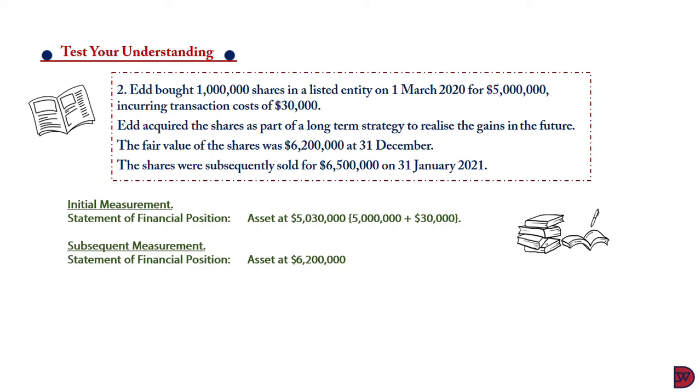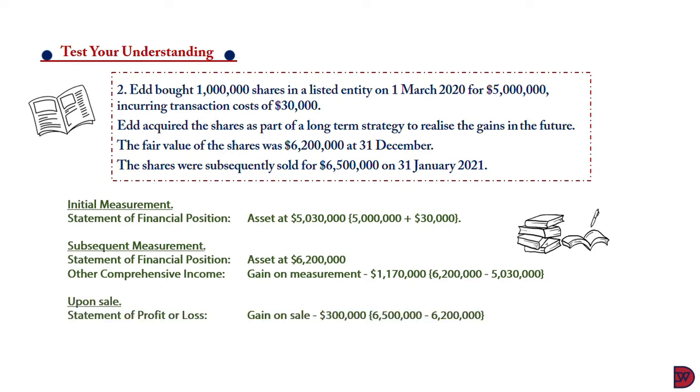At the reporting date, we are to remeasure to fair value, that is the $6.2 million, in the statement of financial position, with a gain of $1,170,000. That is the difference between the 6.2 million fair value at the reporting date, less the initial recognition of $5,030,000, to be recognized in the other comprehensive income. Upon sale, a gain of $300,000, that is the proceeds less the fair value amount, will be charged to the profit or loss account. Then the $1,170,000 initially recognized in the other comprehensive income is moved to retained earnings through the statement of changes in equity as a reserve transfer.